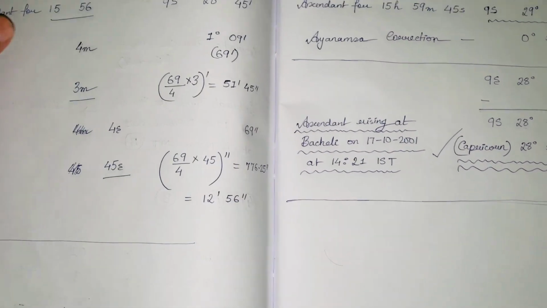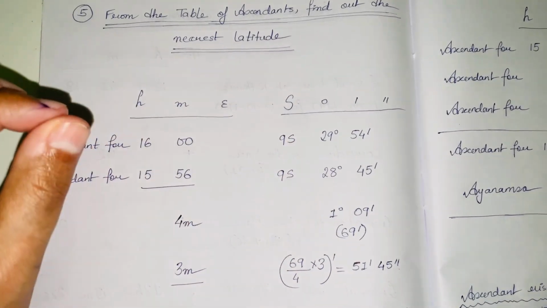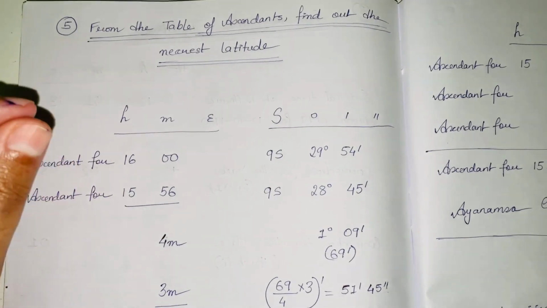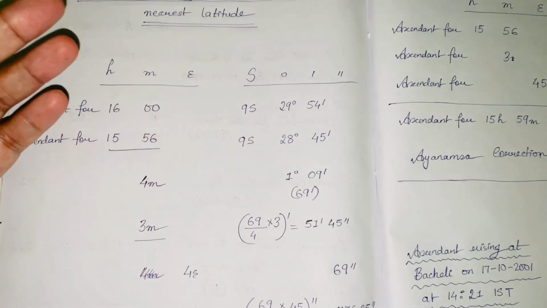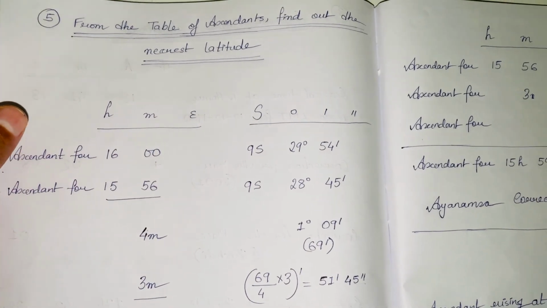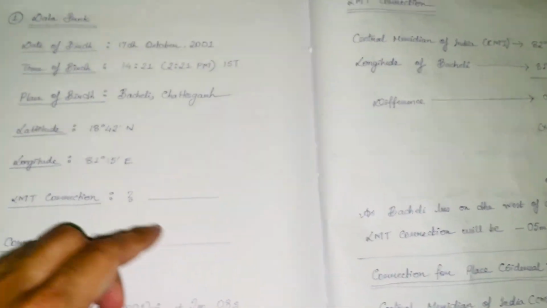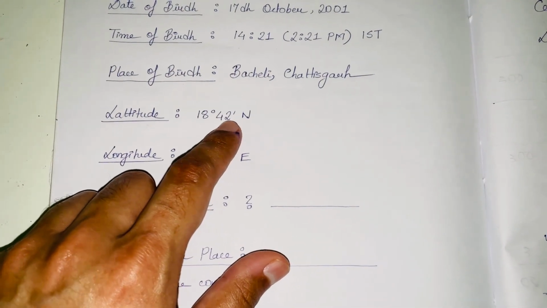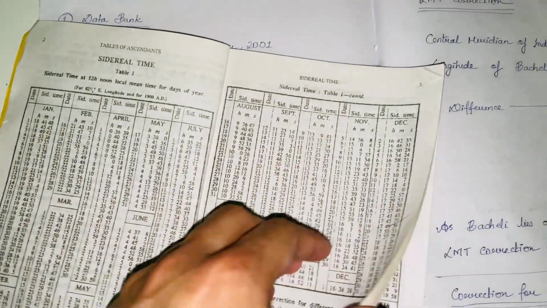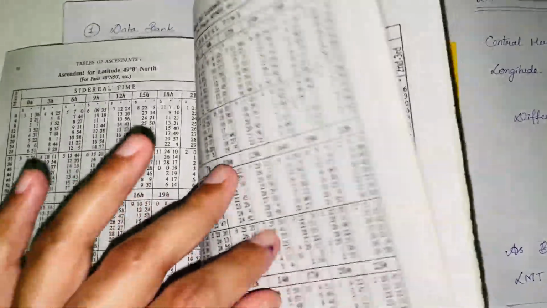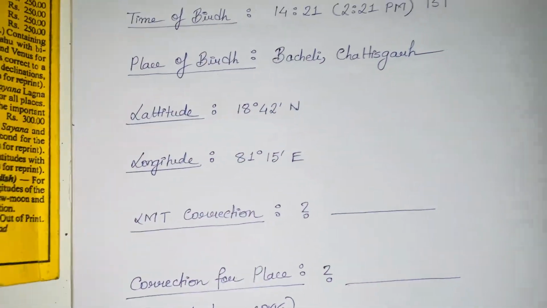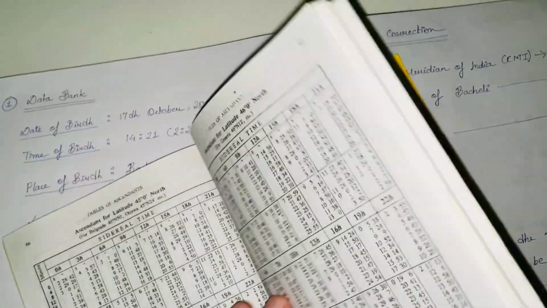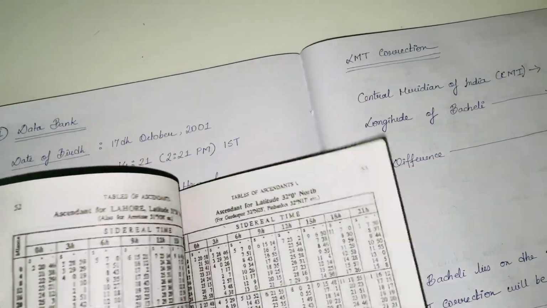Then the next step is, from the table of ascendant, we are finding out the nearest latitude. This is our final step in order to calculate the ascendant rising. So what is the latitude of the place? It is 18 degree 42 minute. Now what we need to do is use the table of ascendant again and go to the page number whose latitude is closest to 18 degree and 42 minute. So here, 18 degree and 42 minute.